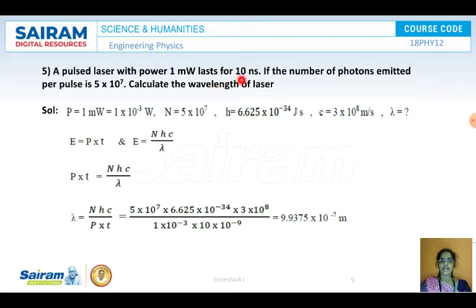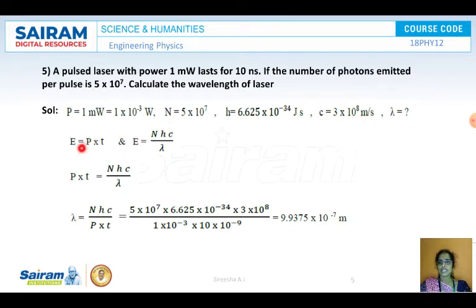And it lasts for 10 nanoseconds. That means time is equal to 10 nanoseconds. Nano means 10 to the power of minus 9. Next is the number of photons per pulse. N is equal to 5 into 10 to the power of 7. The H value is given and the value of C is 3 into 10 to the power of 8 meters per second.